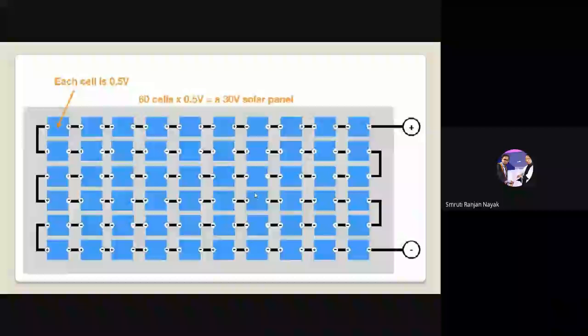So here is the exact arrangement of the 60 cells to give an output of 30 volt. So it is a 60 cell solar panel. The cells are connected plus to minus in series, and though one cell is 0.5 volt, we can say that the 60 cells of a panel give us 30 volt for this panel.